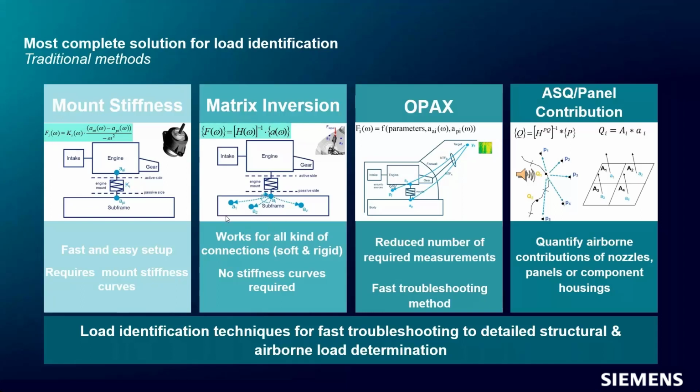Another common method that can be used for all kinds of connections is the matrix inversion method, where we put accelerometers on the passive part, so on the receiver side. We measure them during operation, and then we remove the source. So we have to remove the source, and then we measure the transfer functions between the connections and these accelerometers. Then you build up a matrix that gives a relation between the forces and the responses. If we invert it and combine it with the measured accelerations, we can find these interface forces. There are also more advanced methods like OPAX. Also for airborne noise, there are specific methods to get the airborne loads.